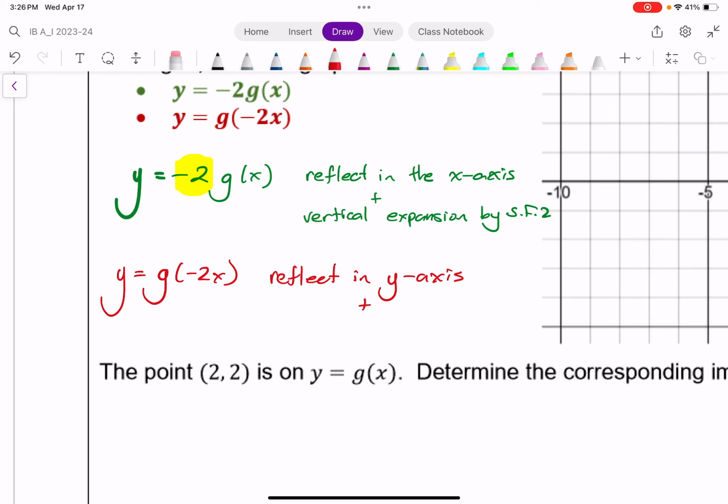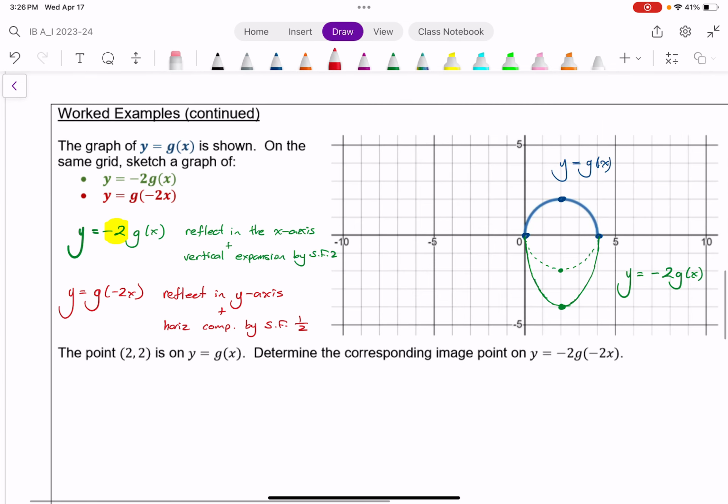As well, there's a horizontal stretch. It's actually a compression. It's being squished, not the best word, but horizontal compression by a scale factor of not 2, but 1 over 2. All my x coordinates are being divided by 2. And so let me show you what it looks like here. Again, the order I look at these doesn't matter.